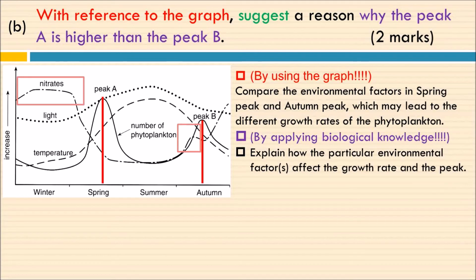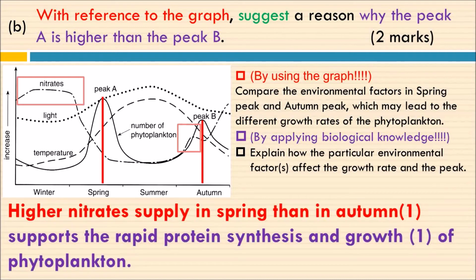It's shown that the temperatures and the light intensities in spring and autumn are quite similar. So we need to recall the concept of time lagging. We can take a look at the nitrate supply. Then we can observe the high nitrate supply in spring and autumn. The rich nitrate supply can support the rapid protein synthesis and growth of the phytoplankton.